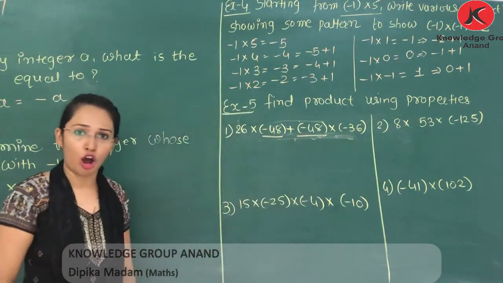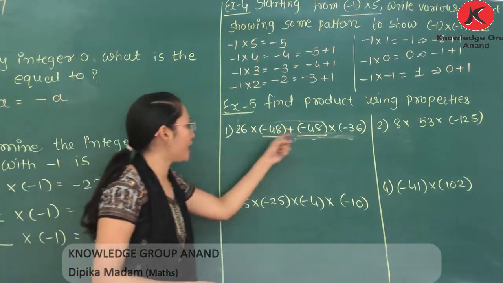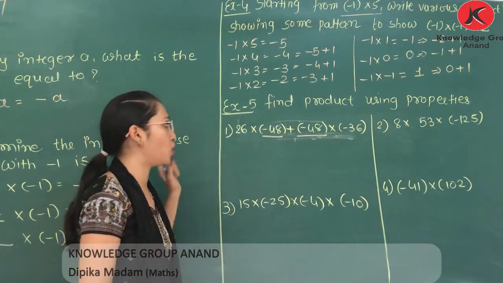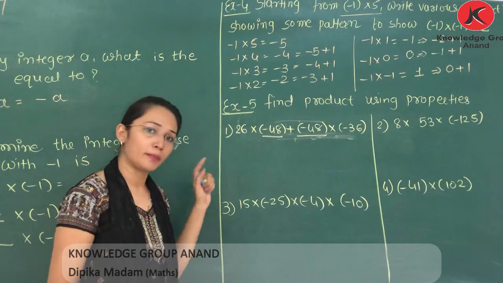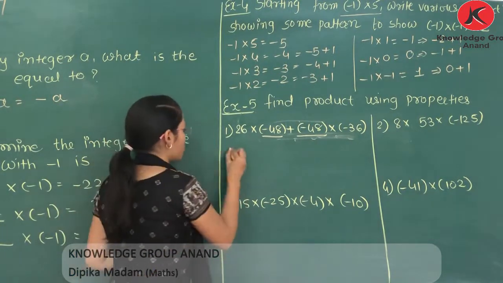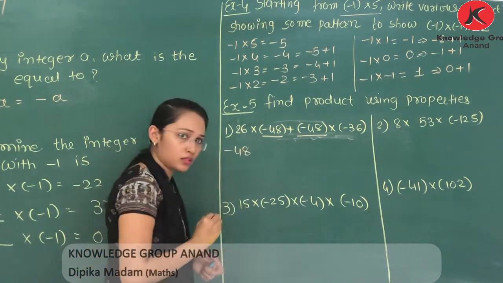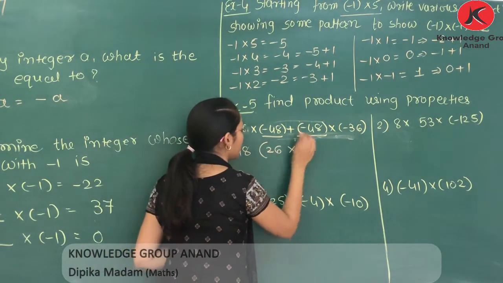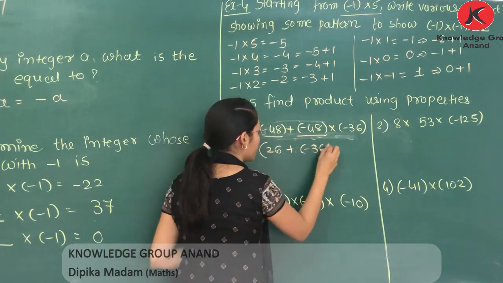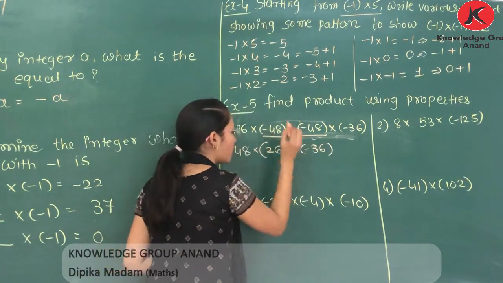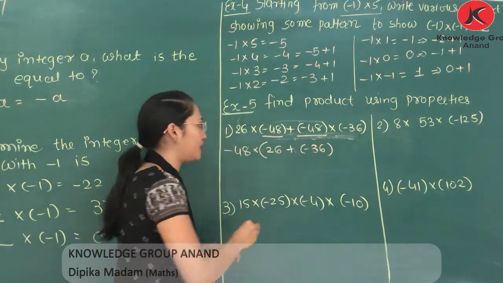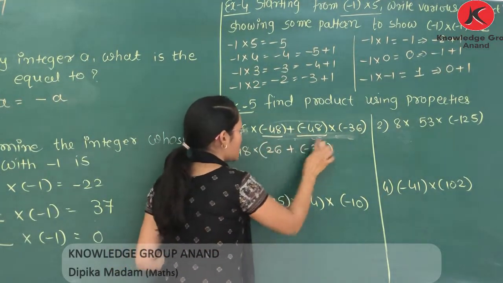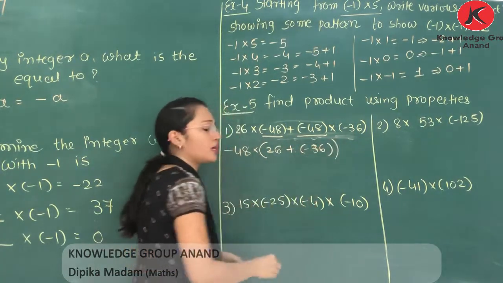Can we take out common -48? The same number is in both, so it can be taken out as common. We have already learned such examples in 6th standard in the whole numbers chapter. So -48 take out common. What will be there in the bracket? 26 multiply plus -36. This is multiplication over addition, distributive property. -48 common, 26 plus -36 in a bracket.